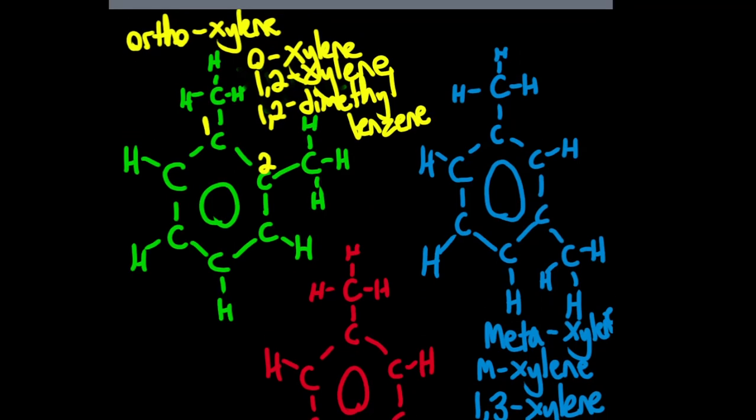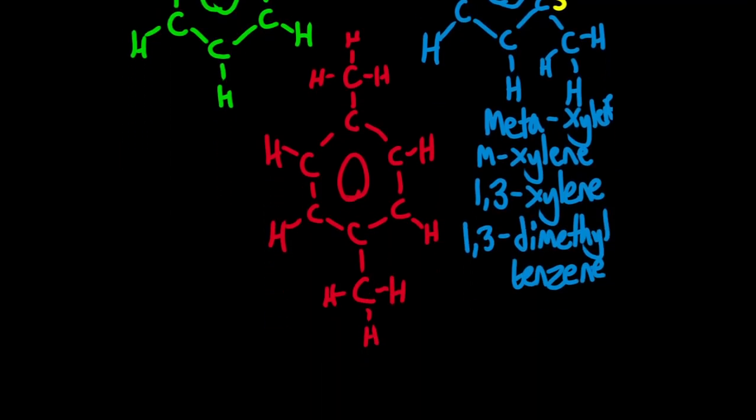Okay, because my carbons are 1 and 3 that have the methyl groups coming off of them. Okay, and finally, my last isomer, I'm going to call this para-xylene.